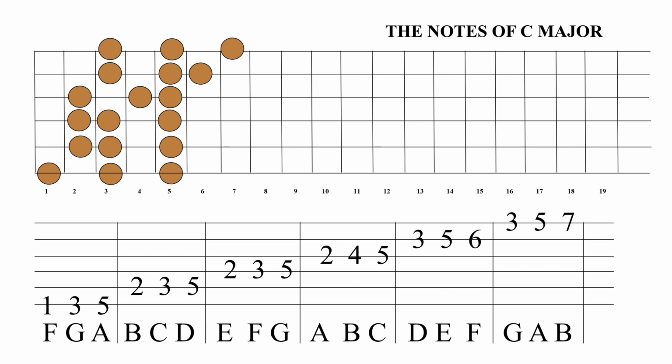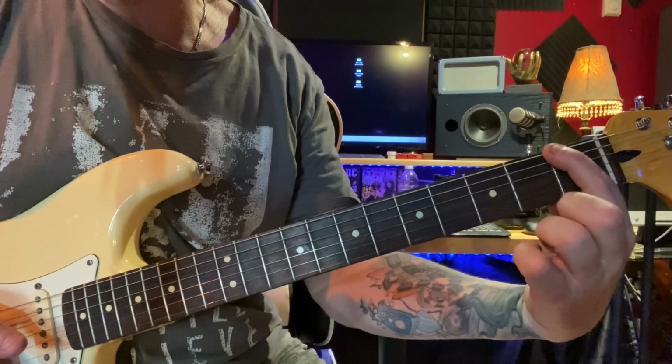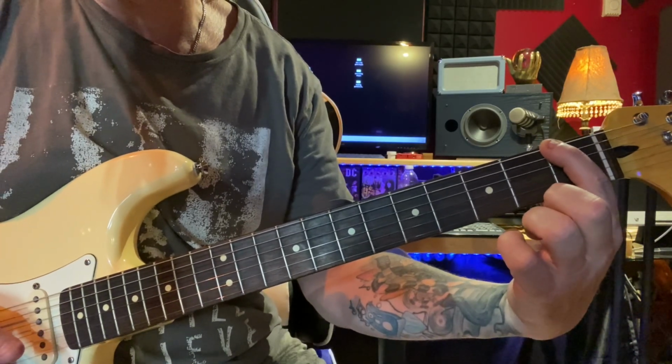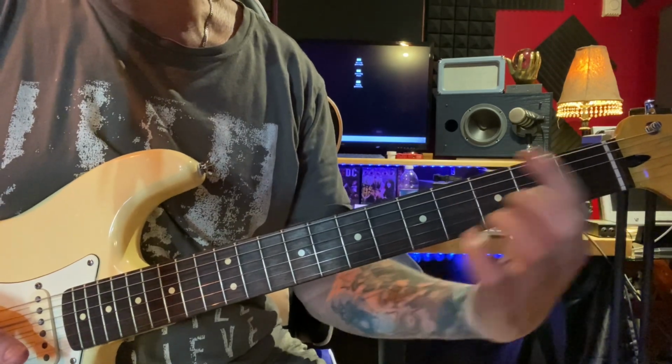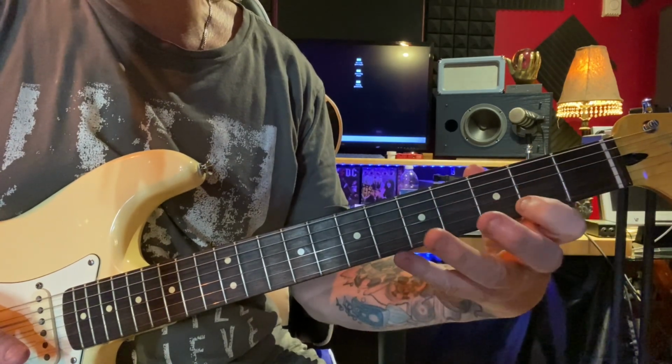We start on an F note, so the next note is going to be G, then A, B, C, D, E, F, G, A, B, C, D, E, F, G, A, and B. So whatever the starting note is, you're going to go alphabetical from that note. F, G, A, B, C, D, E, F, G.